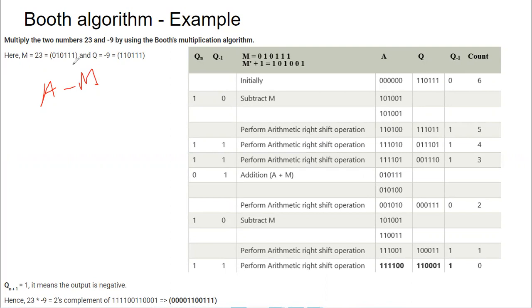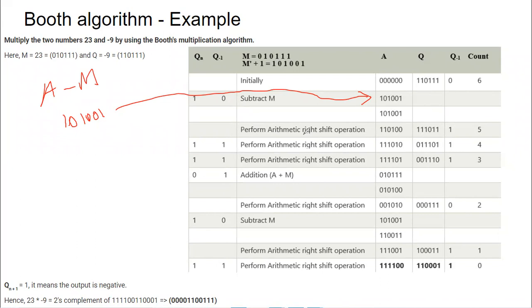this is M, isn't it? So first we have to find the complement and keep it. So for that, what we have here is 1 here. It is nothing but the 2's complement of 23, which is 1, 0, 1, 0, 0, and then 1. So this is your 2's complement. Keep it in mind. Wherever we have to do A minus M, we have to take this value and do the addition.